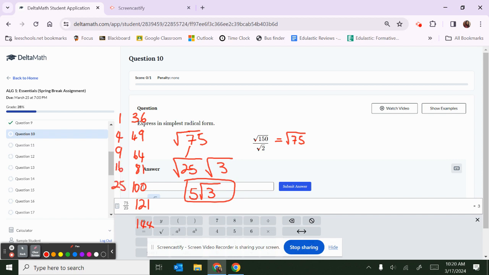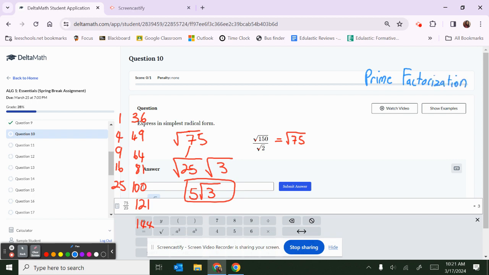All right. But you can actually use another method. So here's the other method. This might actually be a speedier method, and it's less calculator dependent. This method is called prime factorization.